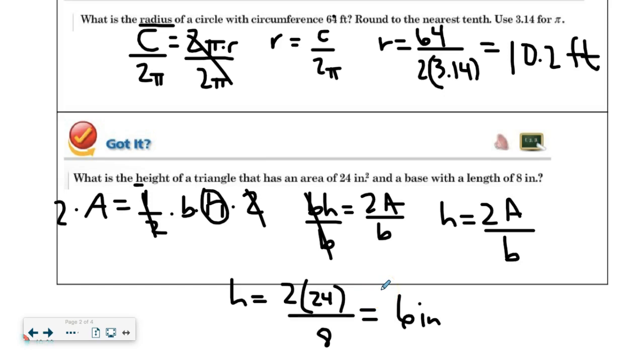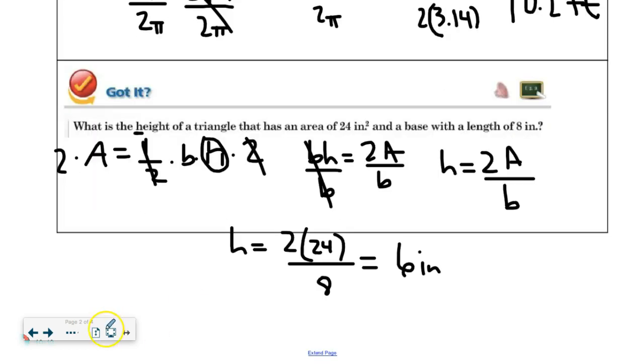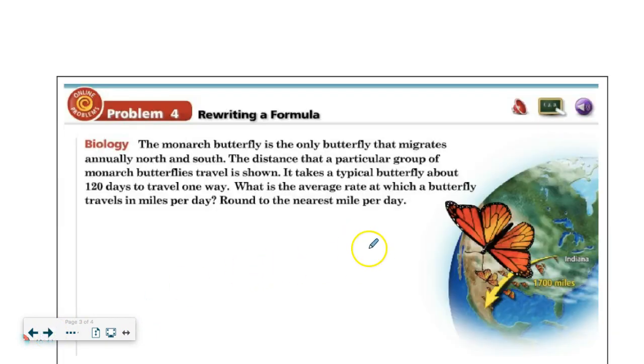Try to go at a certain speed there to make it a little bit easier to understand. So again, at any time, please pause the video and go back if you need to. But that's how you do those types of problems. Let's move on to the next page if you're ready. If not, go back and review.